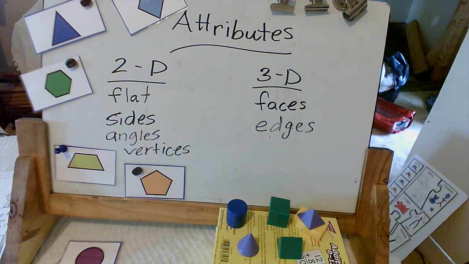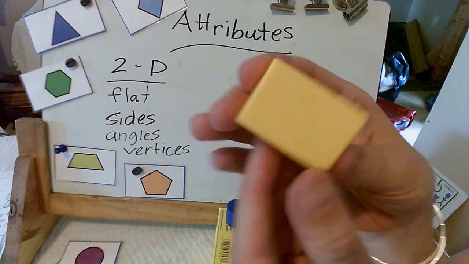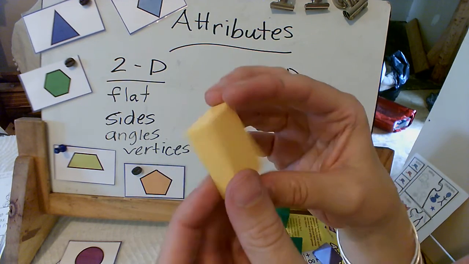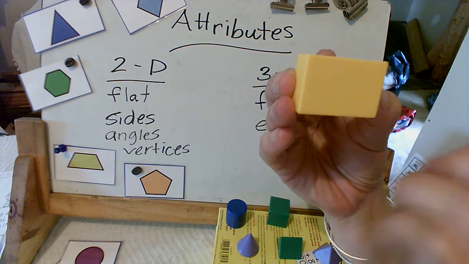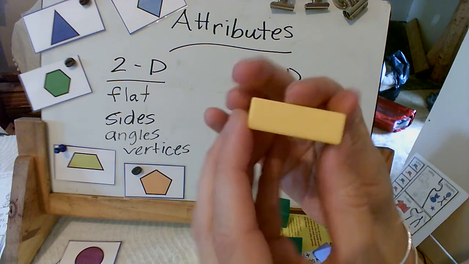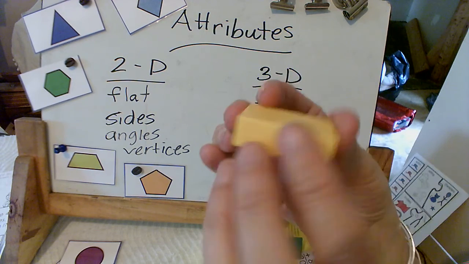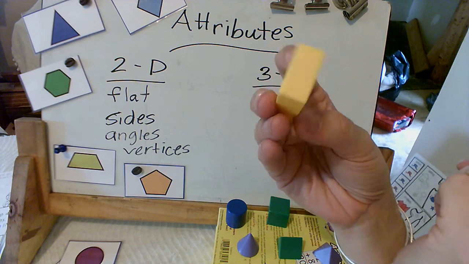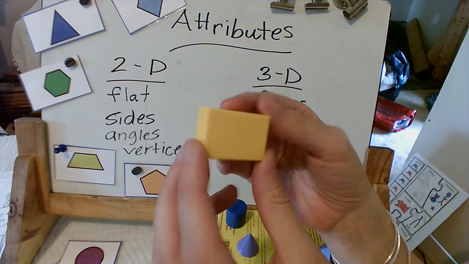E-D-G-E-S. Edges. So if I were to pick up this shape, which is called a rectangular prism, you can see that here's a flat side, here's a face in the shape of a rectangle. If I flip it over, the other face is a rectangle. If I look at this face, it's a smaller rectangle, and on the ends, it's an even smaller rectangle. So this is made up of all faces that are rectangles, but they're different sizes. So that is really cool.